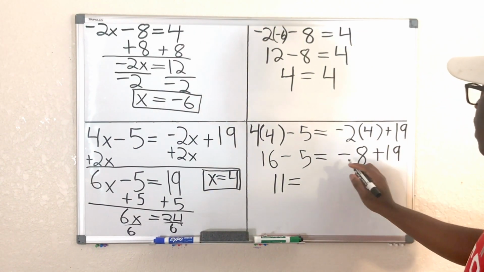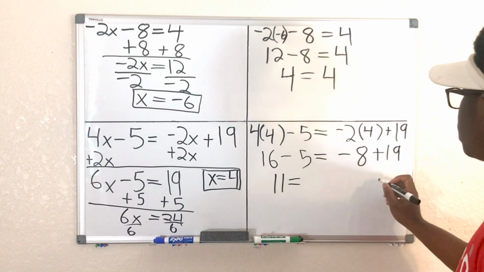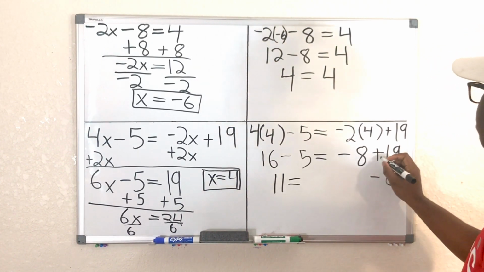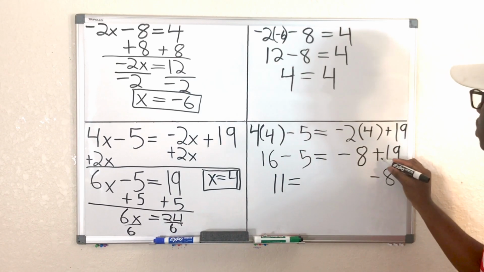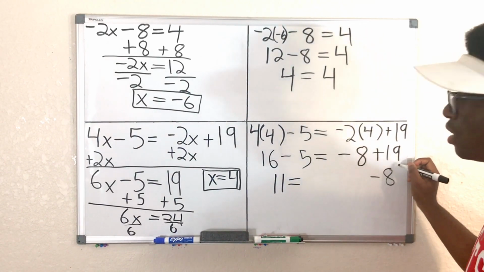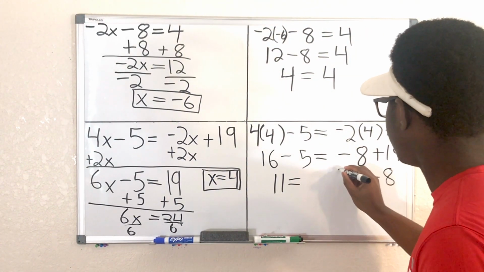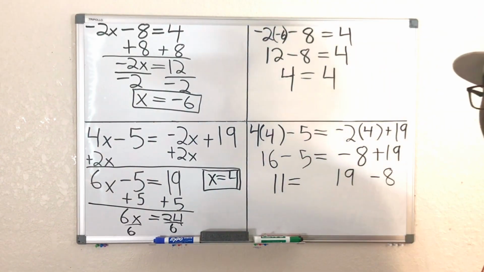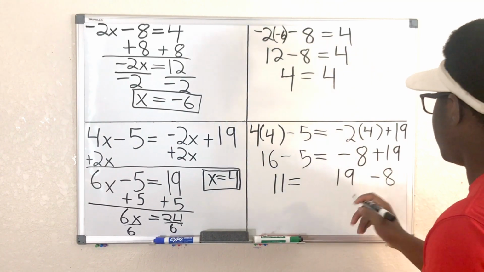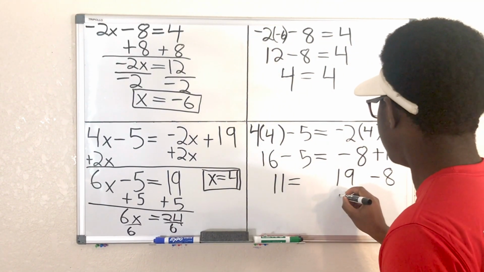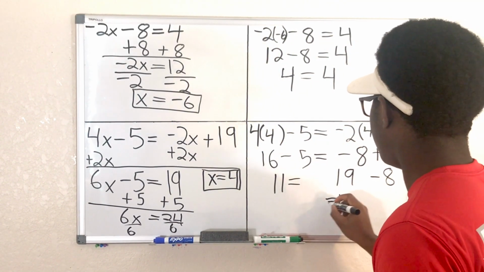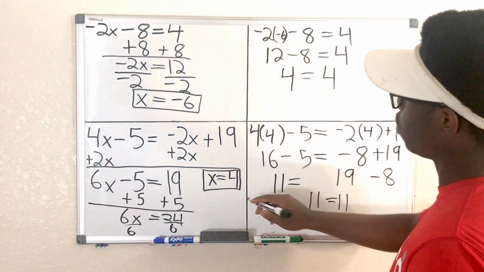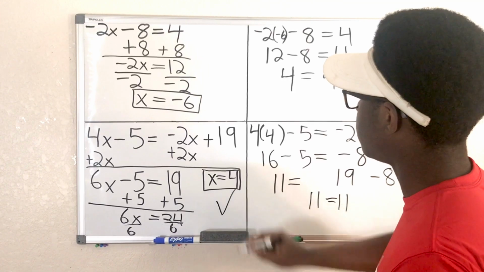So we have a negative 8, so we can bring that to this side. We could just basically switch it. And we have a plus 19. This plus also means that this 19 is positive. So we could bring it to this side. 19 minus 8. Now we have a much simpler problem. So now we have 19 minus 8, which is 11. And 11 is equal to 11. So therefore, this question is correct.